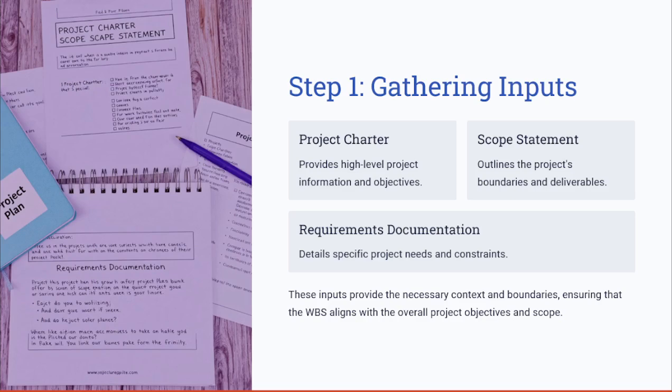The first step, again, is gathering the inputs. Gathering the inputs is the first step in developing the WBS. The key documents that you may refer to or have to look for include the project charter or scope statement and the requirements document. These inputs provide the necessary context and boundaries, ensuring that the WBS aligns with the overall project objectives and scope.